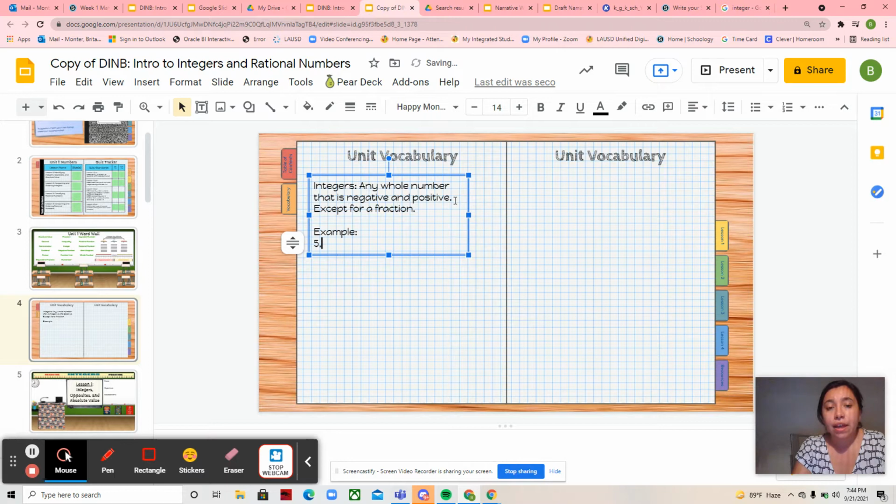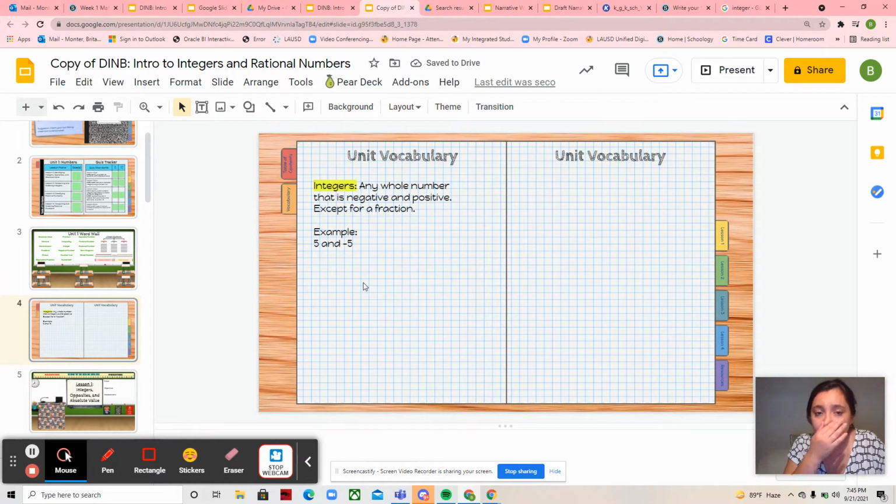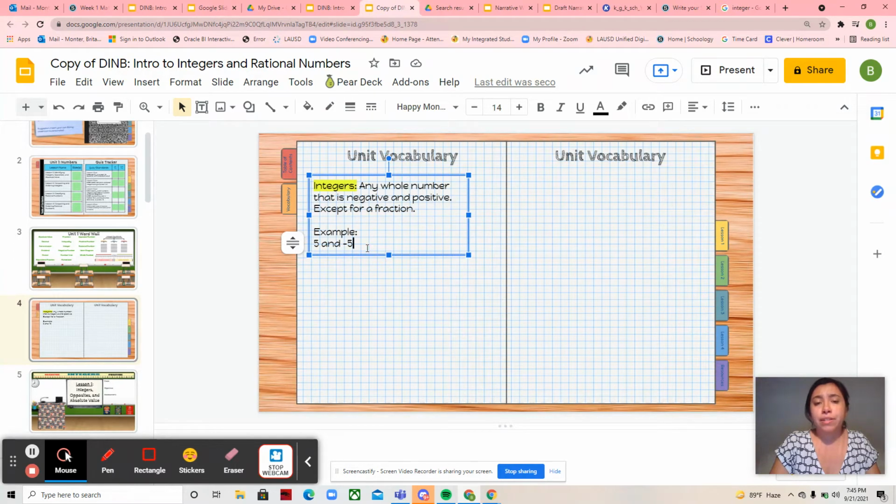Okay? So here's an example of what is an integer. 5 and negative 5. These are both integers. Okay? An integer is a whole number, not a fraction. Remember that, okay? Integers are whole numbers, not fractions. So I'm going to go ahead and highlight that just to help me remember whenever I'm having a hard time remembering. Okay, so I know that integers are basically any whole number that is negative or positive.